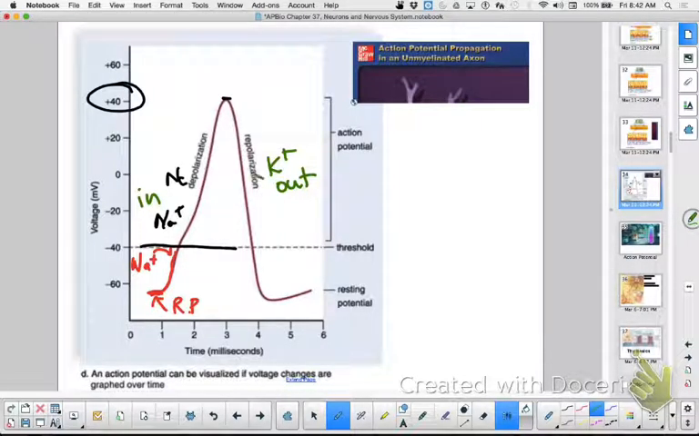Out, and it actually even overcorrects and becomes super negative. Okay? If you look at where the resting potential is, it overcorrects, becomes very negative, and this is what helps keep the action potential traveling in one direction. Otherwise, you'd be at a neuron and it could go both ways.